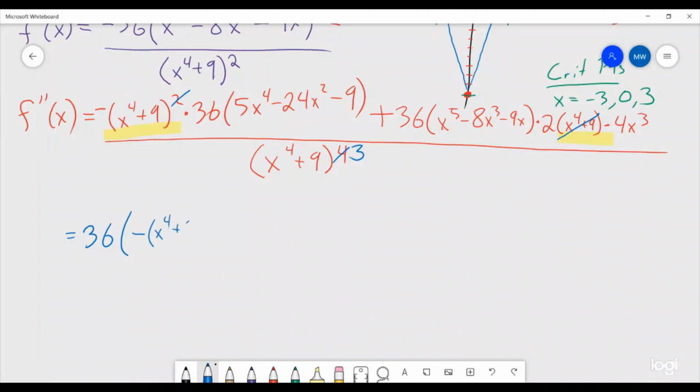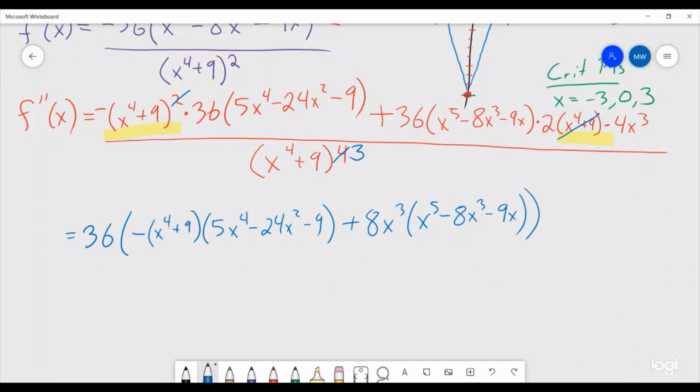X to the 4th plus 9 times 5x to the 4th minus 24x squared minus 9. We pulled that 36 out. We have plus 4x cubed times 2 makes that 8x cubed times x to the 5th minus 8x cubed minus 9x. So that's the top all over x to the 4th plus 9 cubed.